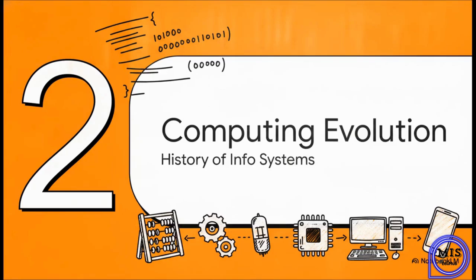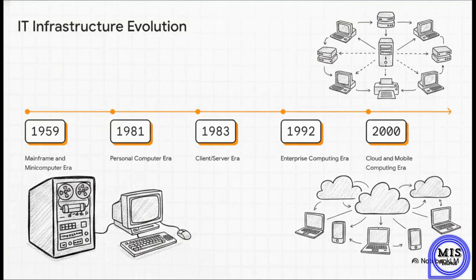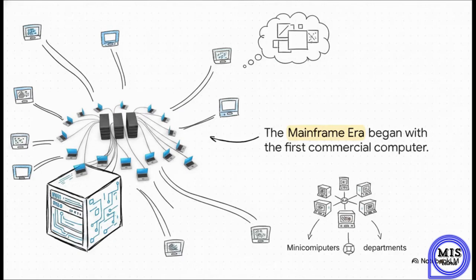Moving right along, section 2, the computing evolution. It's kind of wild to look back, but IT infrastructure has completely transformed across 5 major eras over the decades. We've got 1959 starting off with mainframes, then 81 bringing us personal computers, 83 kicking off the client-server era, 92 linking things up with enterprise computing, and finally around the year 2000, we hit the cloud and mobile era. It's a really fascinating story of computing power decentralizing and constantly shrinking down. So let's jump back to 1959.